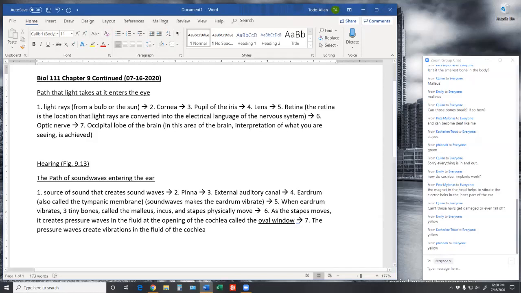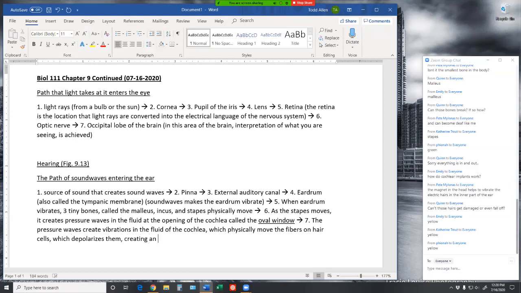Let me finish our notes here and we'll come back to questions. The pressure waves create vibrations in the fluid of the cochlea, which physically move the fibers on hair cells, which depolarizes them, creating an electrical signal that is transmitted along the auditory nerve into the brain. Okay, so there's a lot going on here.